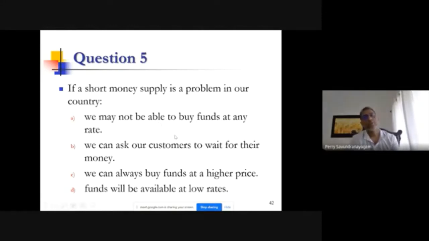If a short money supply is a problem in our country, we may not be able to buy funds at any rate. We can ask our customers to wait for their money. We can always buy funds. Buy meaning raise funds. At a higher rate, funds will be available at low rates. Which one? F5, raise funds.